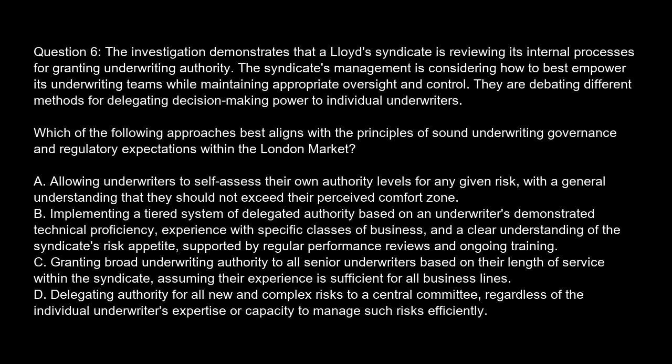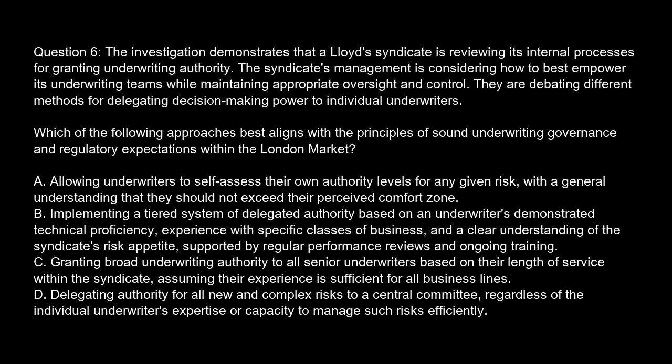Option A. Allowing underwriters to self-assess their own authority levels for any given risk, with a general understanding that they should not exceed their perceived comfort zone. Option B. Implementing a tiered system of delegated authority based on an underwriter's demonstrated technical proficiency, experience with specific classes of business, and a clear understanding of the syndicate's risk appetite, supported by regular performance reviews and ongoing training.